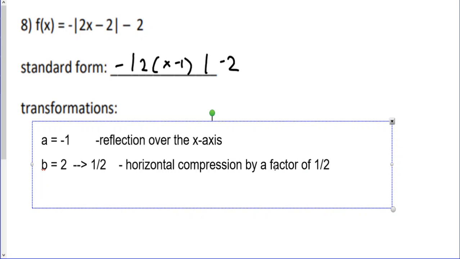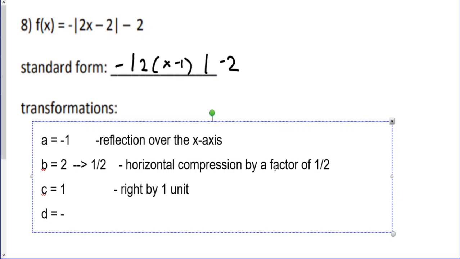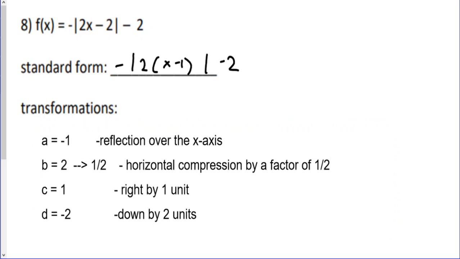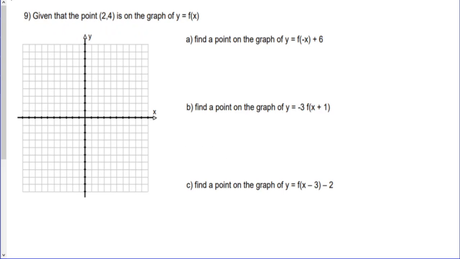Okay. I have a C value which is equal to +1, and that's going to cause the graph to go to the right by 1 unit. Okay, and I have a D value which is equal to -2, and that's going to cause the graph to go down by 2 units. And so I have 4 transformations. A, B, C, and D all do show up. Okay. All right, problem number 9, I believe, is our last problem.